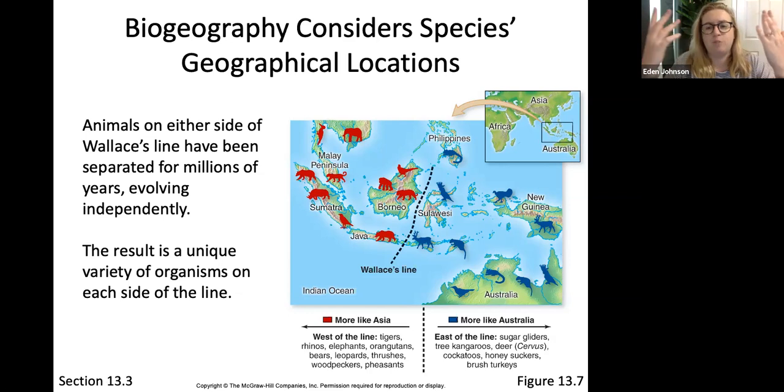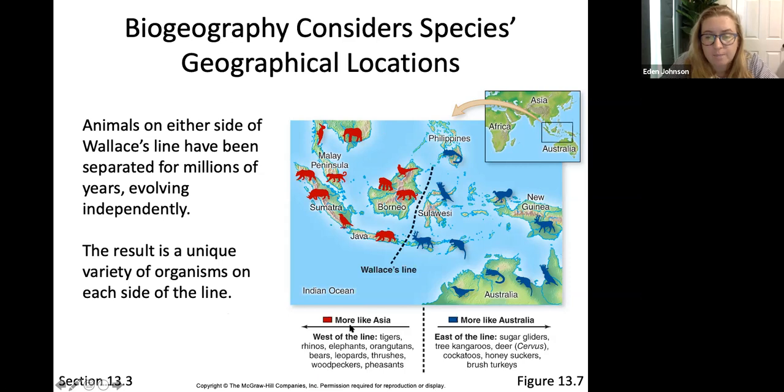They call it Wallace's Line because the big mammals on this side of Wallace's Line cannot move over to this side. And the opposite is true too. So animals on either side of Wallace's Line have been separated for millions of years, evolving independently. The result is a unique variety of organisms on each side of the line.